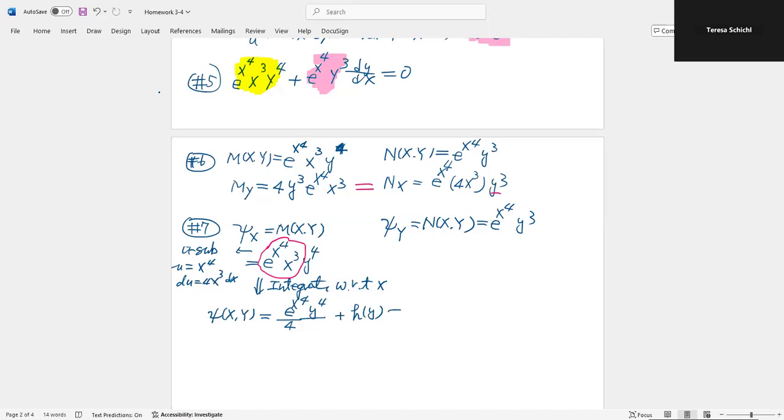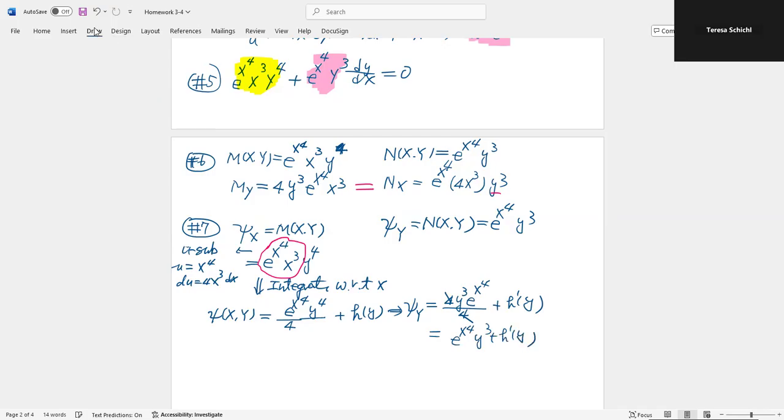Now from here, I take the partial derivative with respect to y. That means I'm taking the derivative for y, so x is a constant. The first term is y fourth, so the derivative will be 4y cubed e to the x fourth over 4 plus h prime y. Cool? All right, so now the 4 and 4 cancel, so this gives me e to the x fourth y cubed plus h prime y.